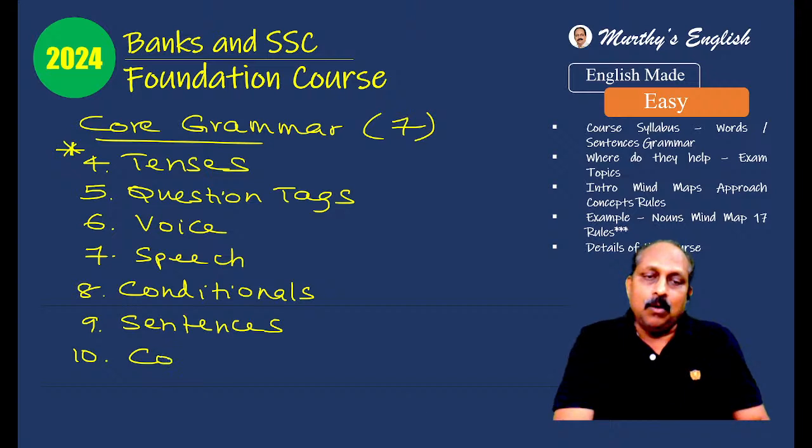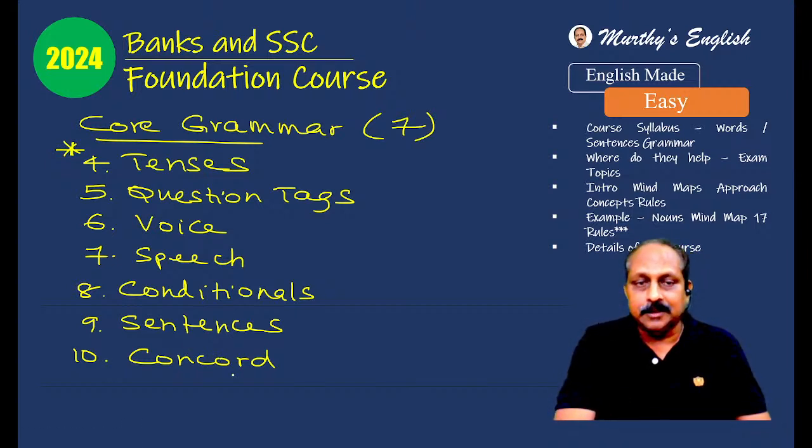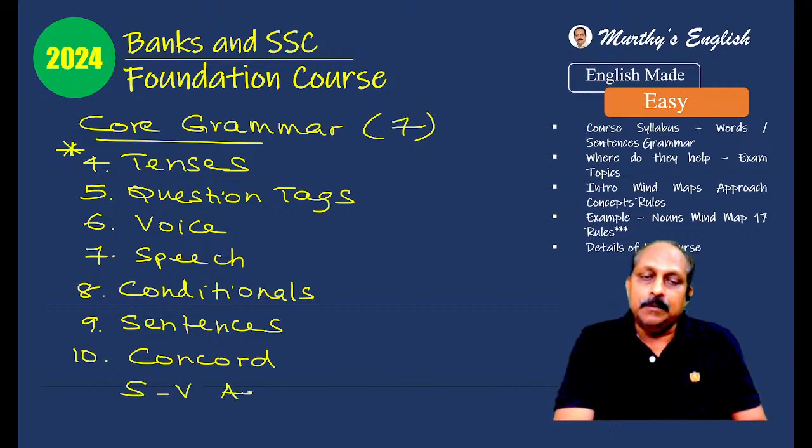And the last one, concord. Concord means harmonious relationship of different grammatical units in a sentence. They have to agree with one another harmoniously. That is known as concord. And here the most important dimension is the subject-verb agreement.